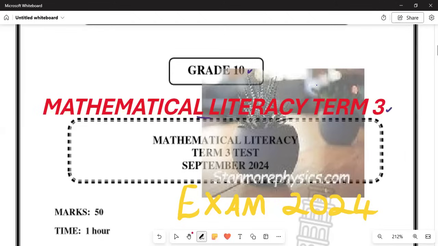Good people, please listen to this presentation up until the end of it. The most important aspect about this paper is that it was written in September last year, 2024, which is a reference and a tool guideline that we can also use so that we understand all these steps. It is for 50 marks and for 1 hour.